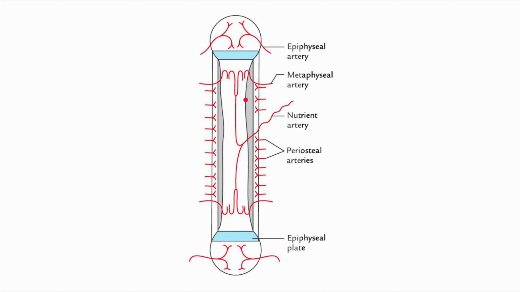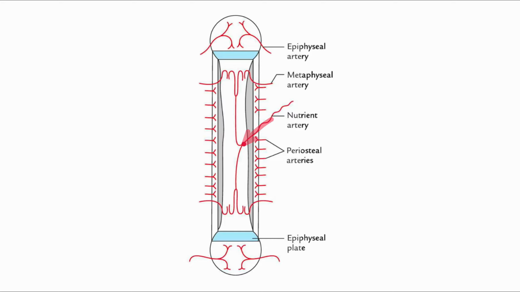Because of its peculiar passage, we can clearly see the nutrient artery supplies the medullary cavity, and it also supplies the inner 2/3 of the outer shell of compact bone of diaphysis and metaphysis. One of the unique features of the nutrient artery we have to understand is its direction. In this diagram, this is the oblique direction of the nutrient artery.